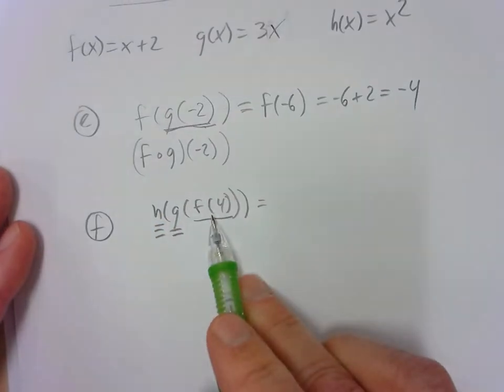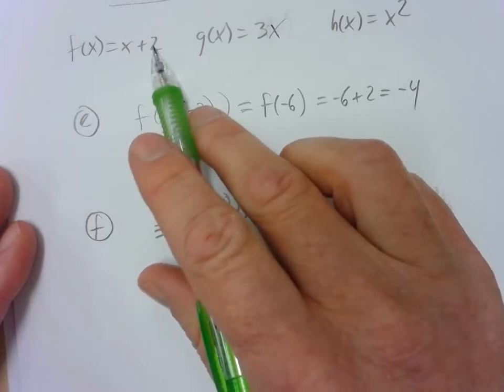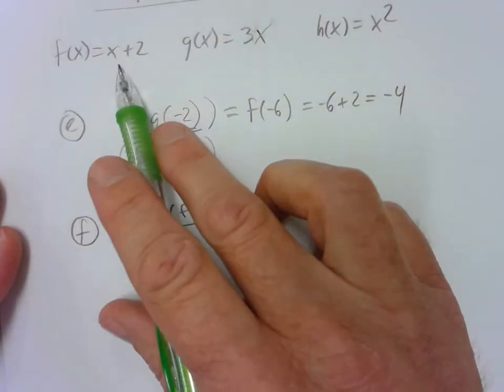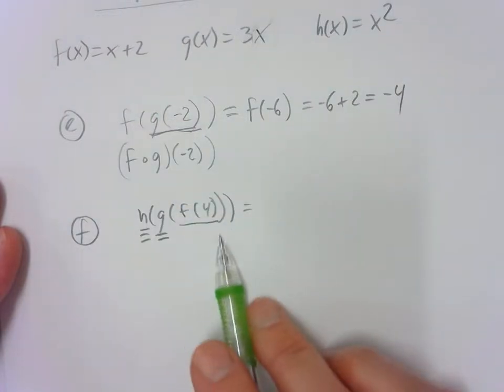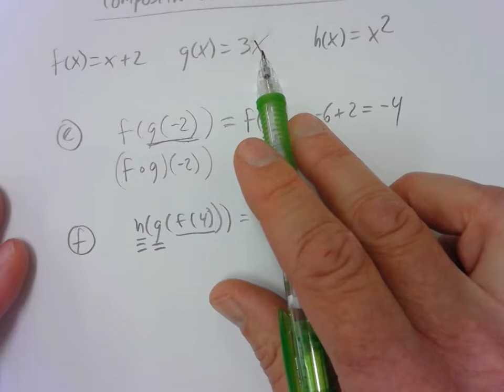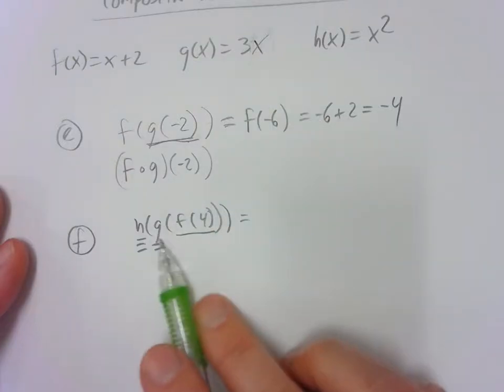So I take the 4, I go to the F. I get 6. I take the 6 to the G. 3 times 6 is 18. So now I'm going to take that answer, 18, and go to the H.